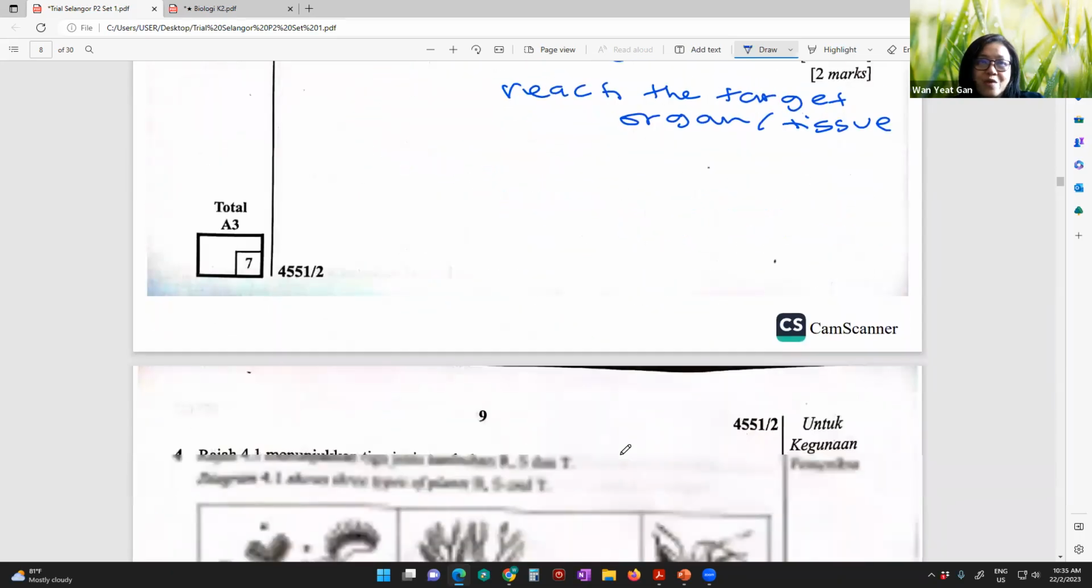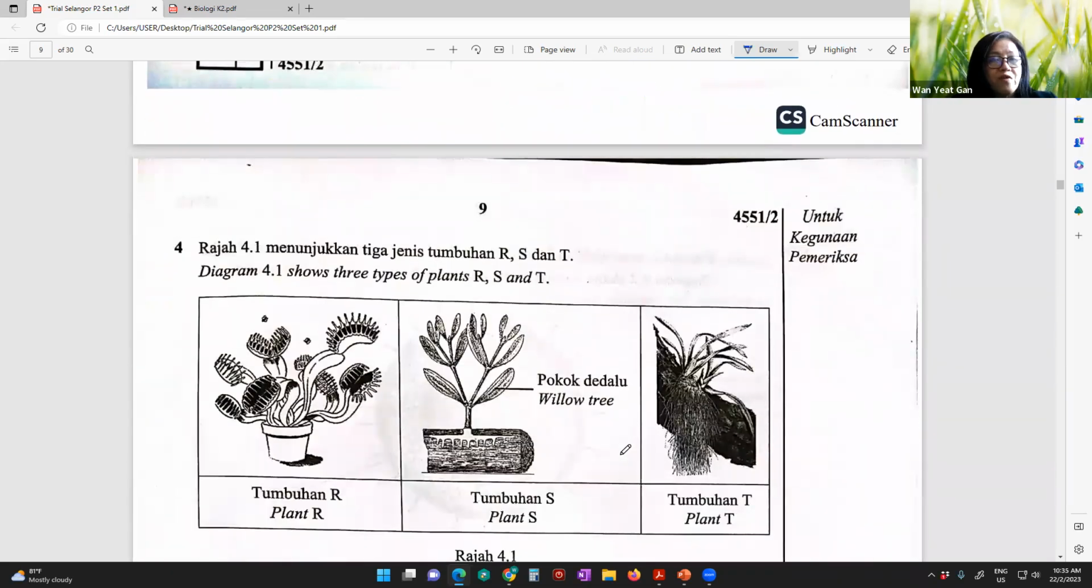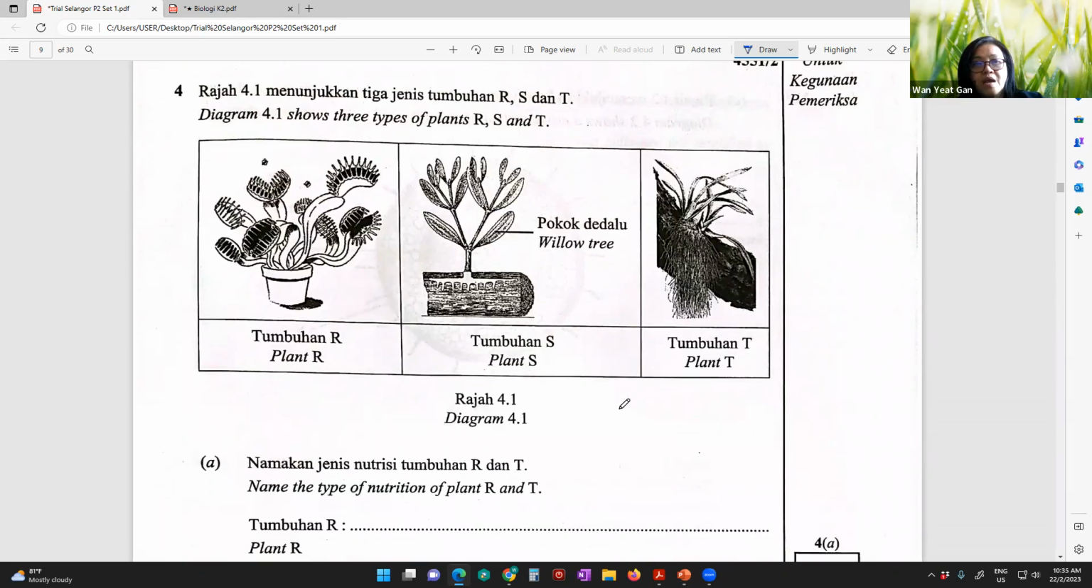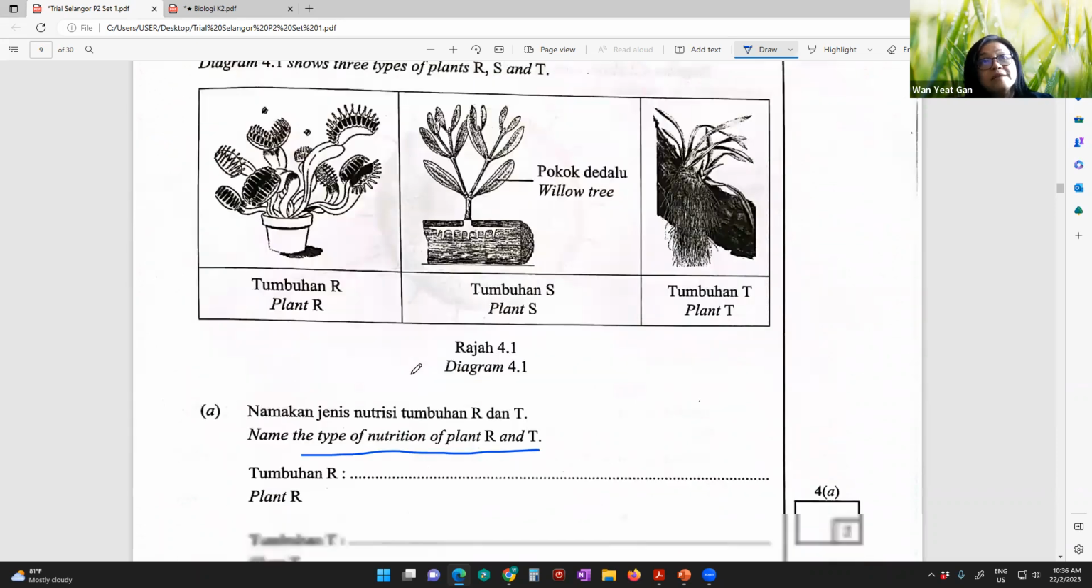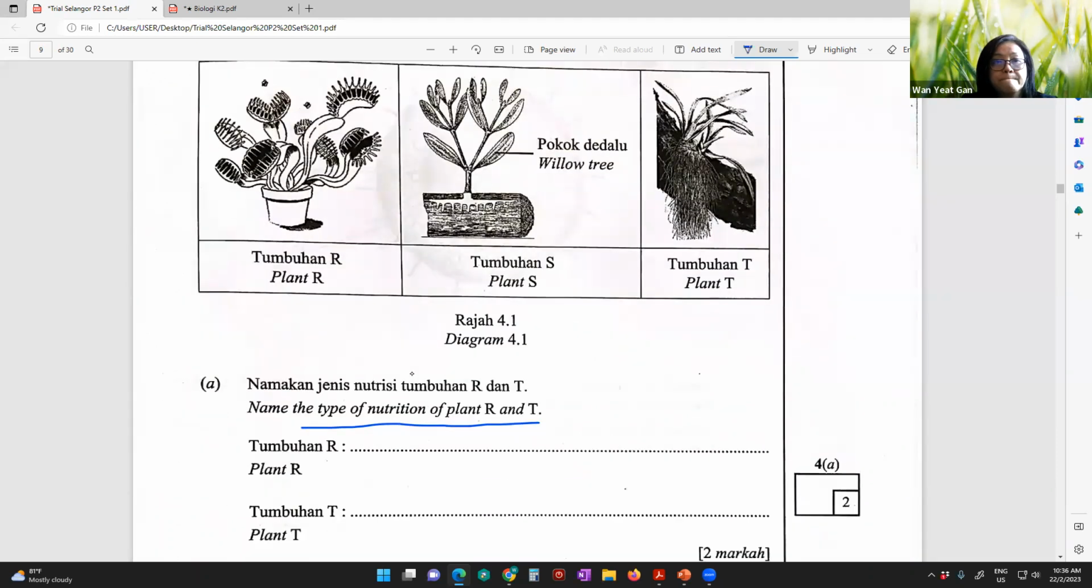Right. Next, we go to question 4. Question 4 is from chapter 5. Diagrams show 3 types of plant, R, S, and T. Name the type of nutrition of plant R and T. Plant R here, you can see this is chapter 3 of Form 5. Plant R is a carnivorous plant. And plant T is epiphytic.